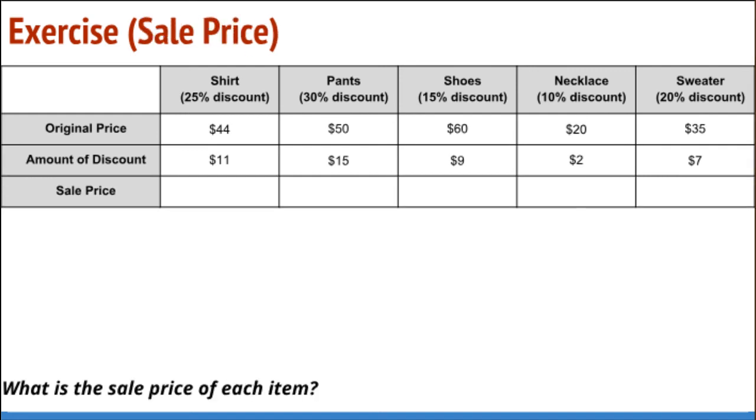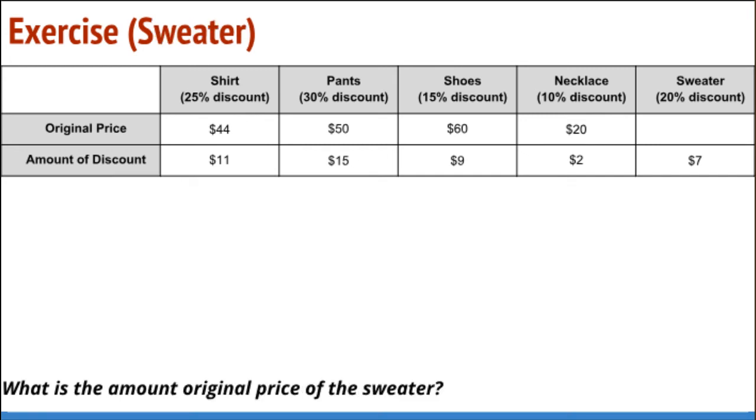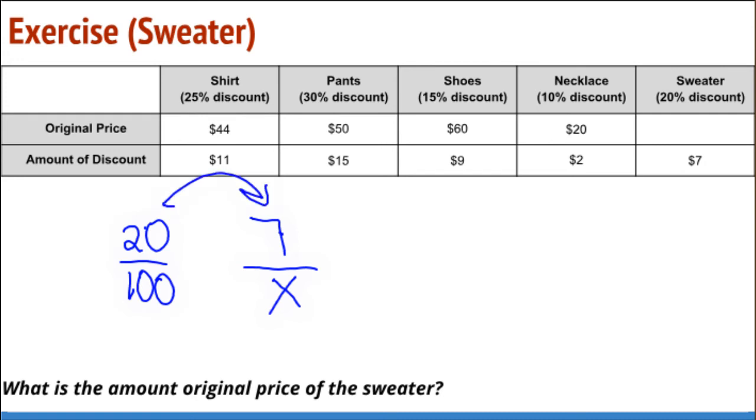All right, and the sweater. Here we go, the sweater. I know that there is a 20% discount, so there's my 20%. And I know that the 20% is equal to $7. So this 20% is the same as the 7. And I am looking for an original price. And I am looking and saying, oh my goodness, there is no easy way that I can think of to scale from 20 down to $7.